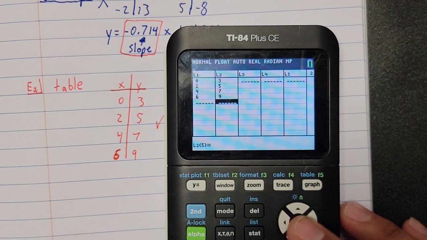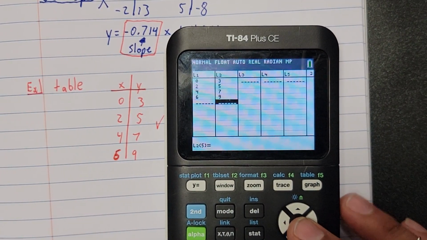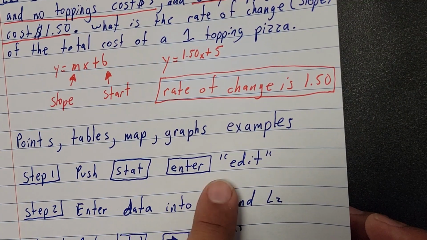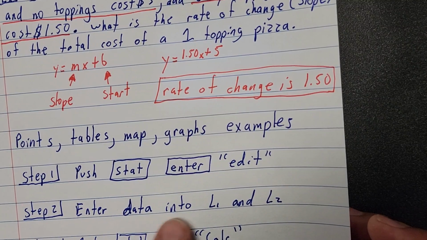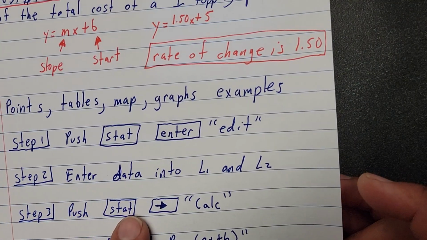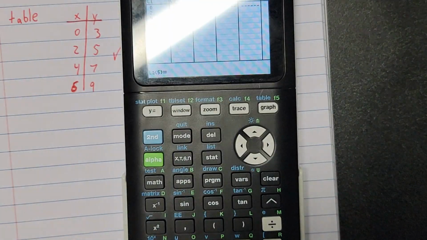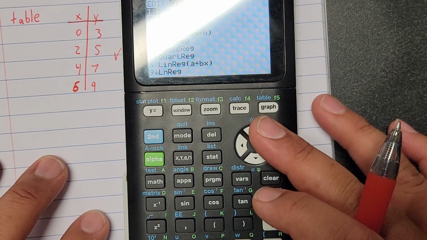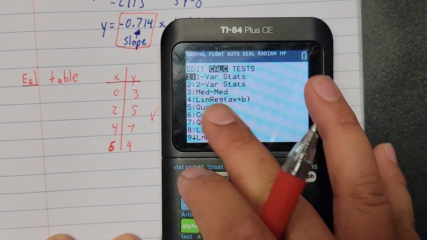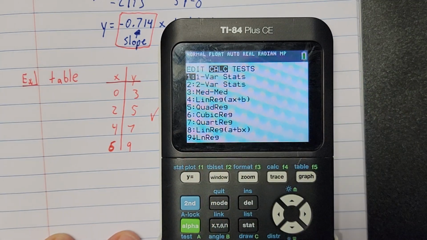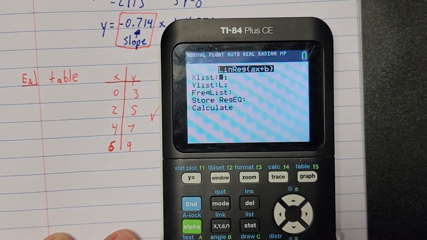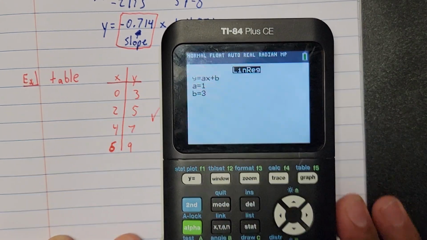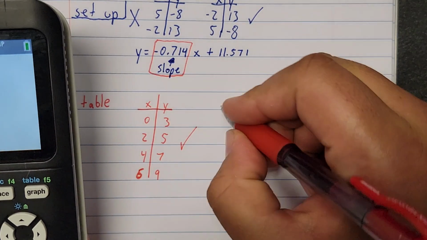All right. So now we put in our data. So that was step 1 and step 2. Push stat enter, edit, enter the data into L1, L2. Now we're going to push stat and go to the right side. Look where it says linear regression, number 4, and then enter 5 times. 1, 2, 3, 4, 5. There you go. See, that's nice. So we're going to copy that down.